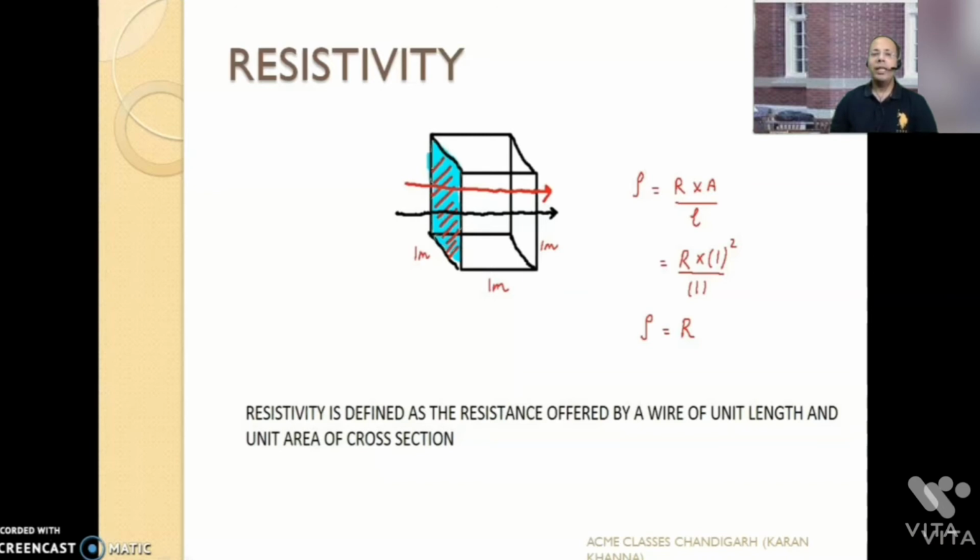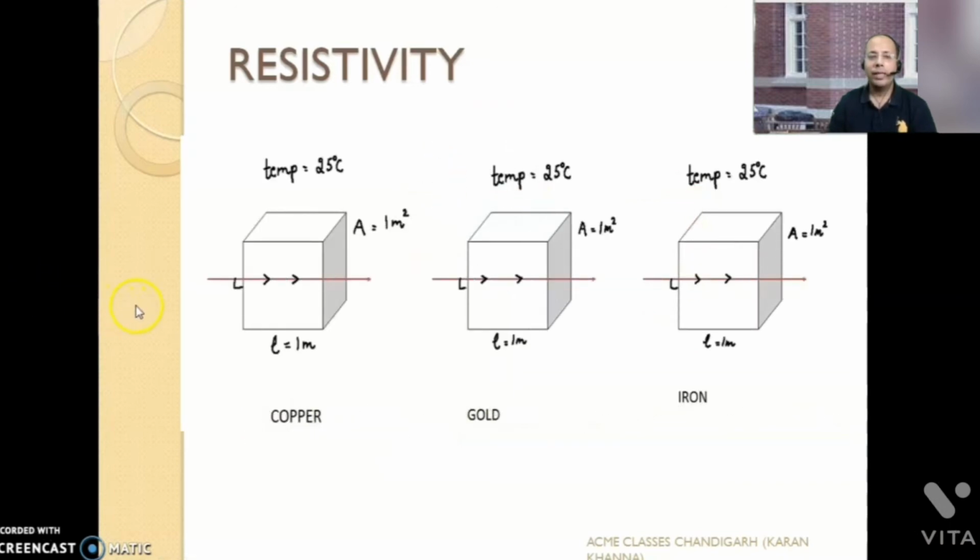So resistivity is resistance provided the current is flowing through a conductor which has 1 unit in length and 1 unit area of cross section. I hope now the meaning of resistivity is clear. So let's take 3 examples.